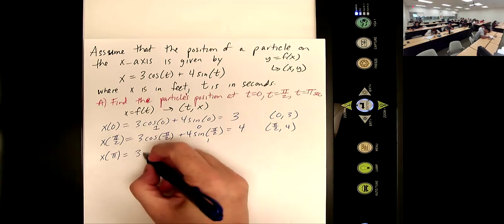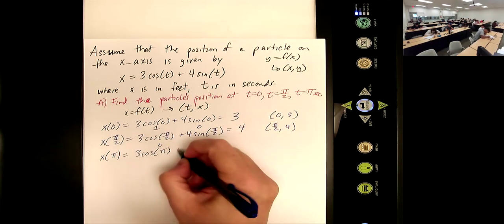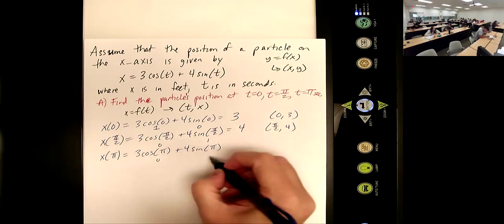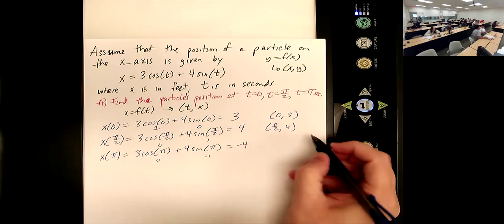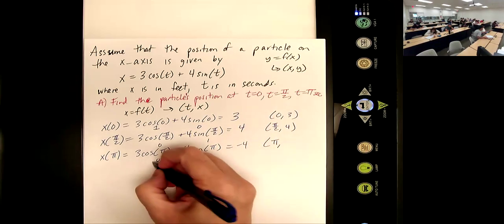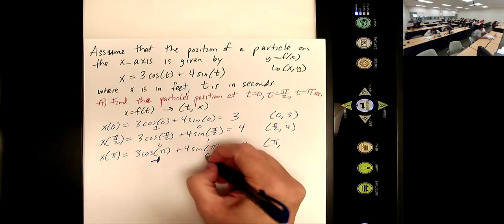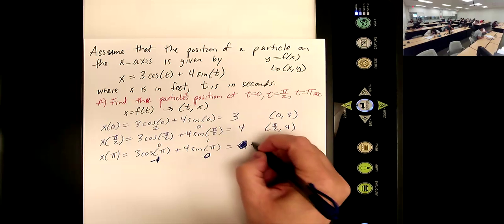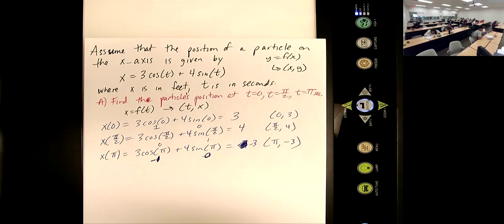Put in pi. Zero and negative 1, we end up with negative 4. I'm sorry, I got them backwards, that's negative 1, that's 0, you get negative 3. What am I doing? Looking like I don't know my trig values.